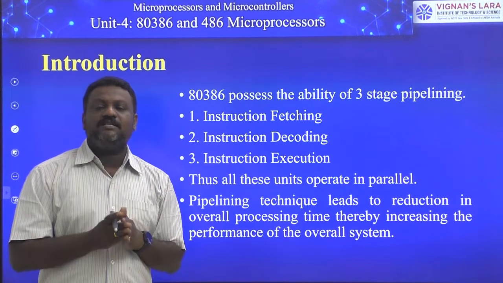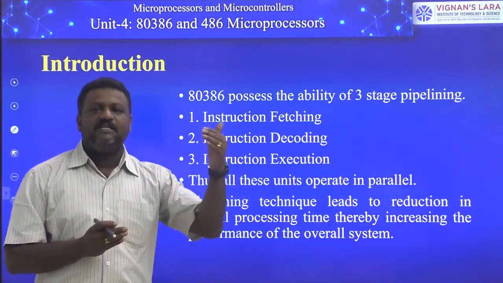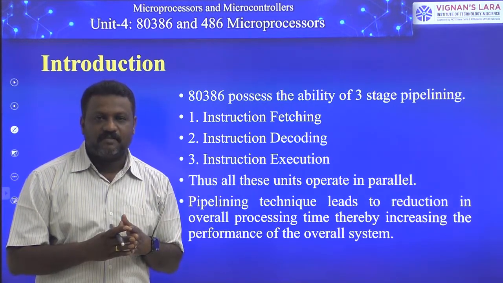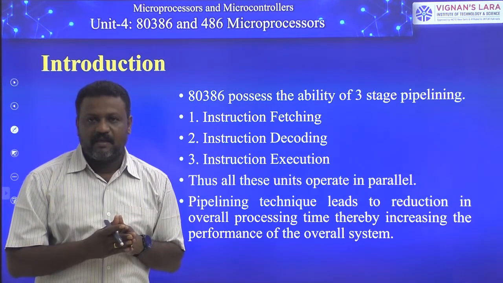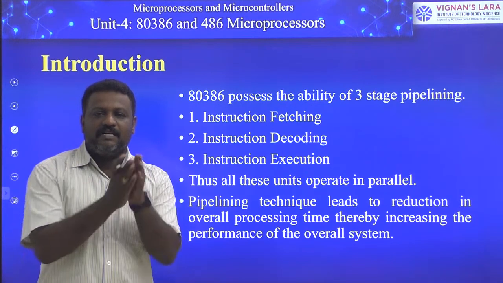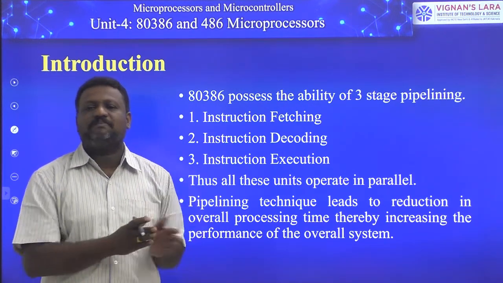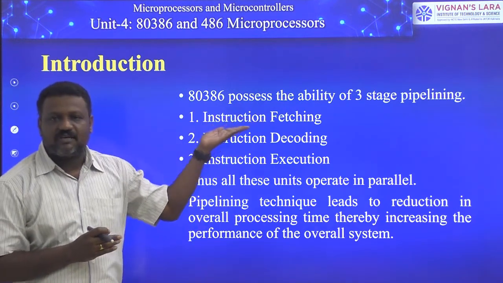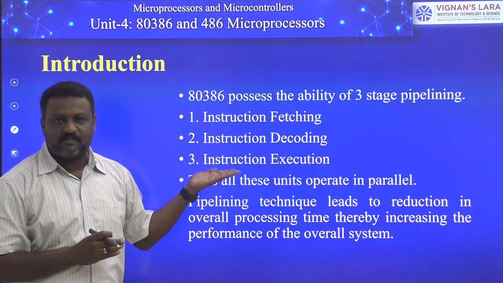The 8086 architecture is divided into two partitions. One is a bus interfacing unit and the second one is the execution unit. So there we identify a two-stage pipeline. In a similar way, if you come to the 80386, its architecture may support a three-stage pipeline. Those three stages are instruction fetching, instruction decoding, and then instruction execution.